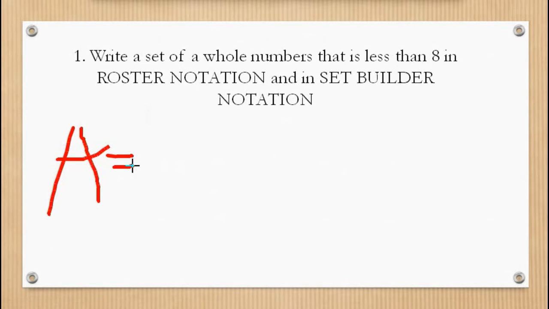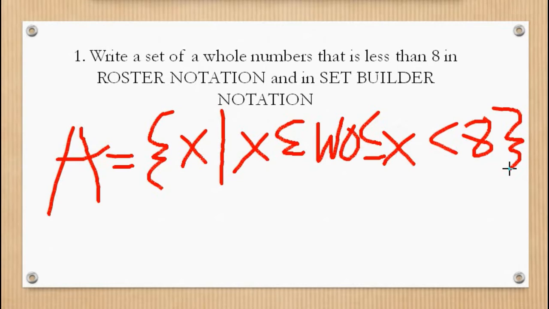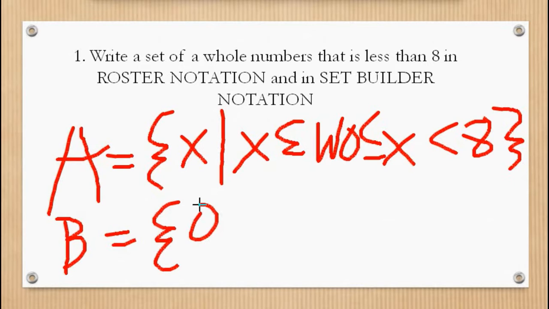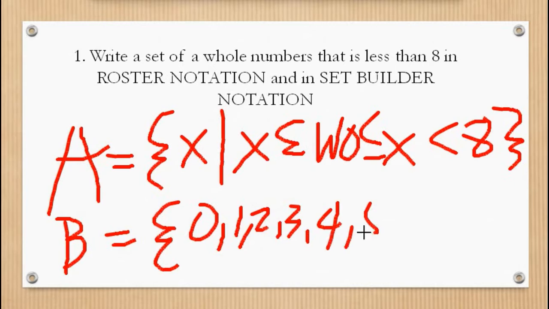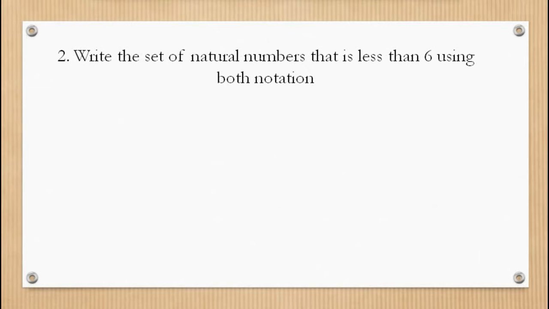Let's say set A is a set of all x such that x is a whole number. So, gagamitin natin yung W as a whole numbers. So, i-define na naman natin kung ano yung limits of value. X is greater than or equal to 0 and X is less than 8. So, ganito pag set builder notation. Ulitin ko pag roster notation. Let's say B equal to the set of 0, 1, 2, 3, so, ganito siya.